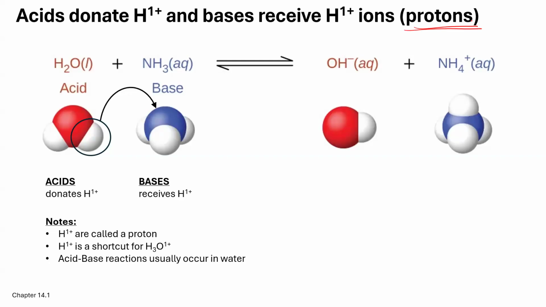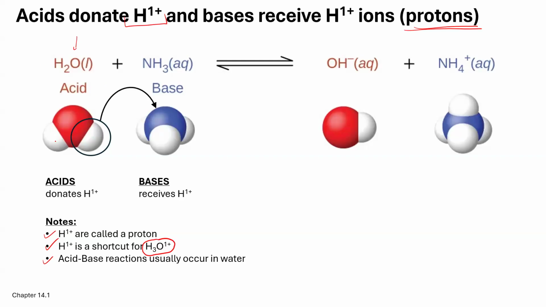We talked about this before, but I said it had to be specifically in water. Well, we're changing the definition a bit. Acid-base reactions usually occur in water. H+ ions are called protons, and when we say H+, we're actually saying H3O+. We shortcut it to make our lives a little easier. All right, so let's follow this proton. This is an acid-base reaction, and yes, water can sometimes behave like an acid.